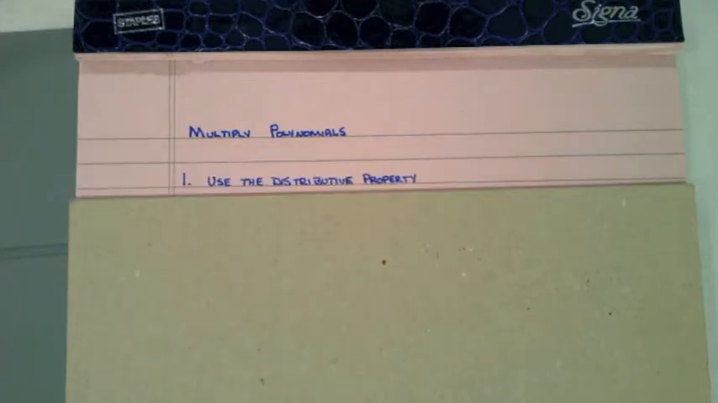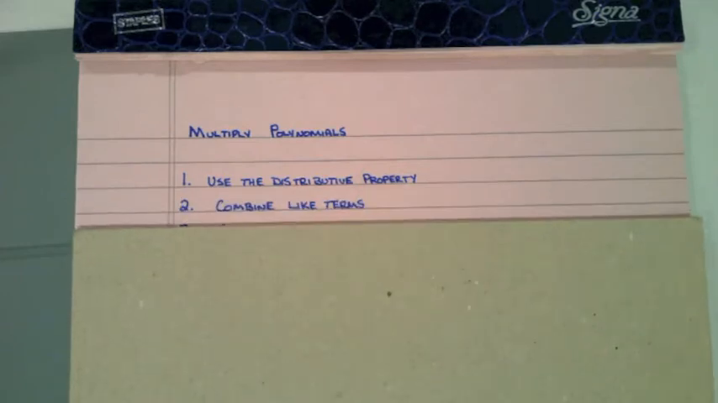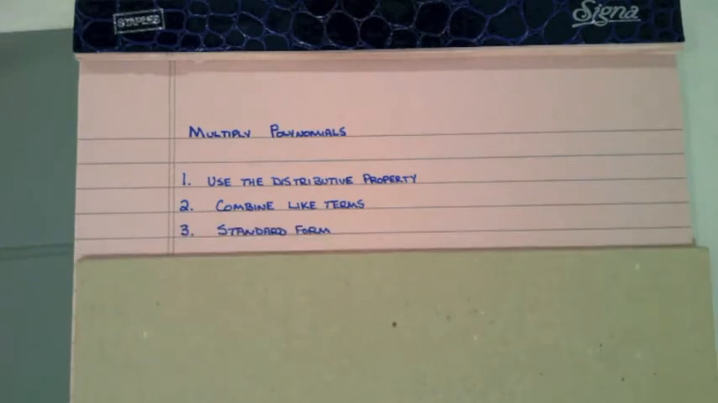1. Use the distributive property. Take every term in the first set of parentheses and multiply to every term in the next set of parentheses. It doesn't matter if there's 2 terms, 3 terms, 4 terms, 5 terms. Take each term in the first set of parentheses and multiply to every term in the next set of parentheses. Once you do that, you're going to have to combine like terms. Once you combine like terms, you need to make sure the polynomial is in the correct order, standard form.